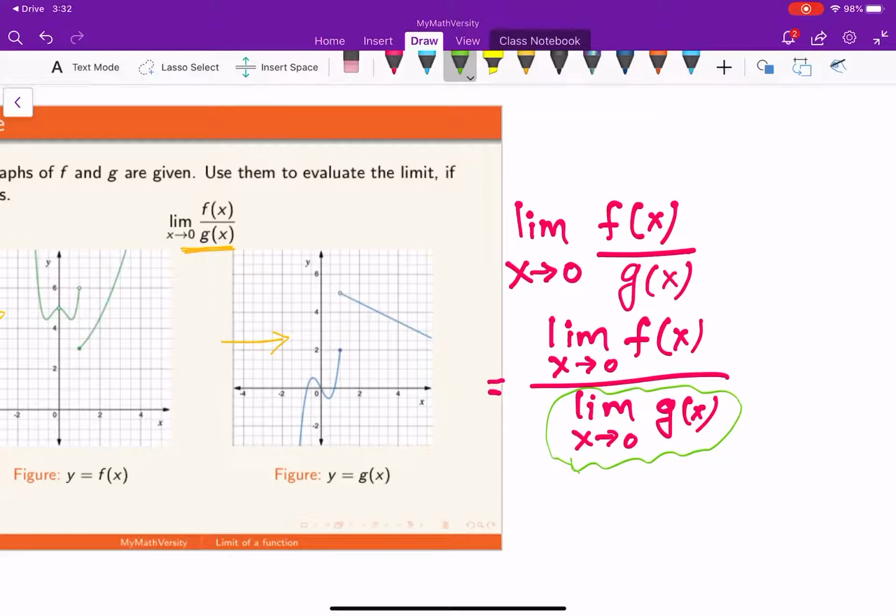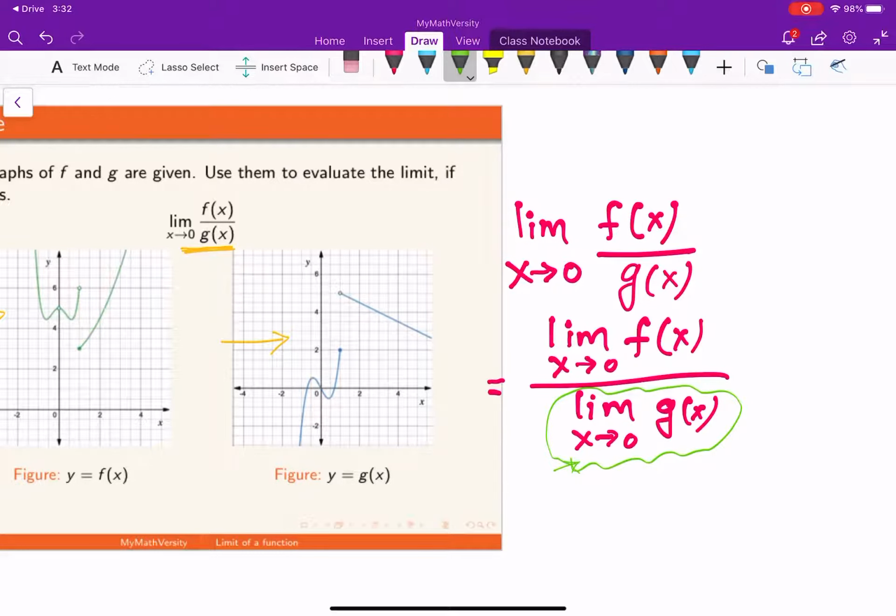So even to apply that quotient rule, first of all we need to look into the denominator and check whether that limit is 0 or not. If it is non-zero, then we can use the quotient rule, but if the denominator is 0, then we'll have a problem. We cannot use this quotient rule. So let's try to see that here.